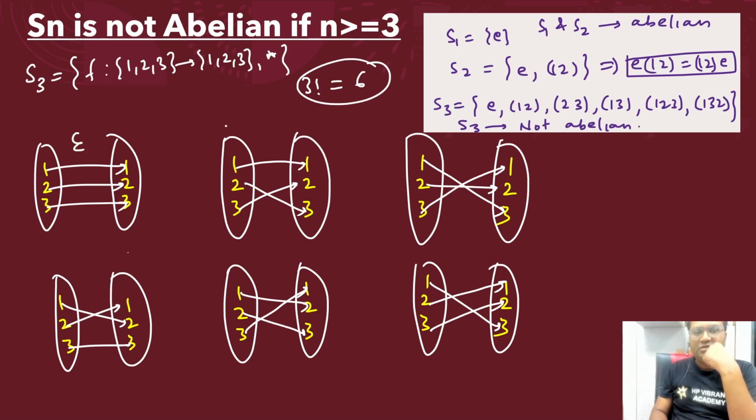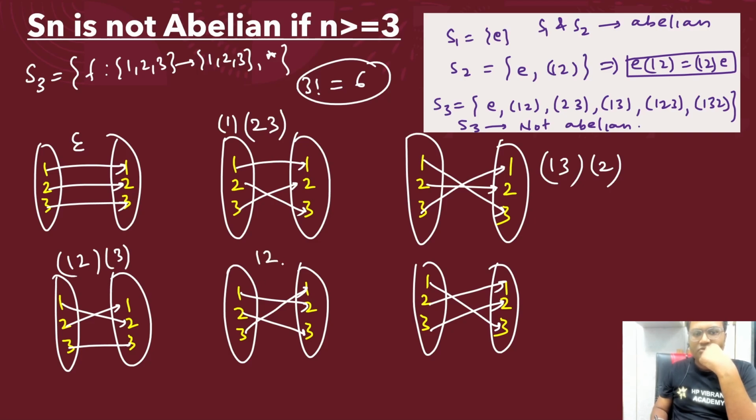So the first is the identity element. The second is 1 goes to 1, 2 goes to 3, 3 goes to 2. This is a cycle (2 3). Next, 1 goes to 3, 3 goes to 1, with 2 fixed. This is (1 3). Now 1 goes to 2, 2 goes to 1, and 3 goes to 3. This is (1 2). Now 1 goes to 2, 2 goes to 3 and 3 goes to 1. And here 1 goes to 3, 3 goes to 2 and 2 goes to 1. So let us write down the elements of S3.